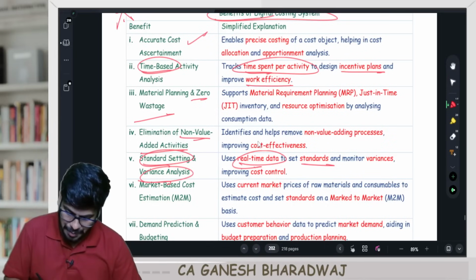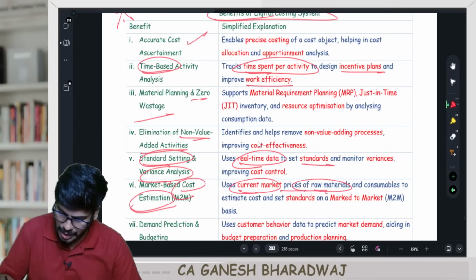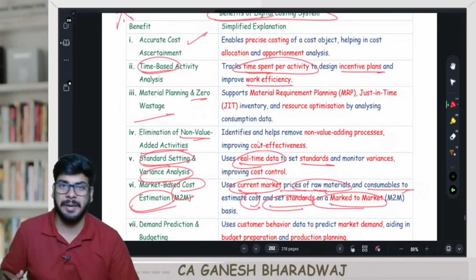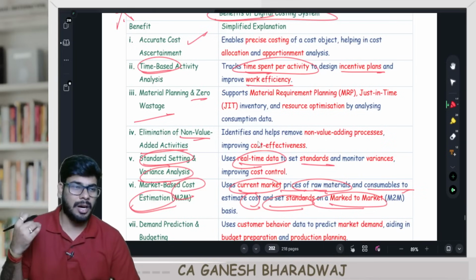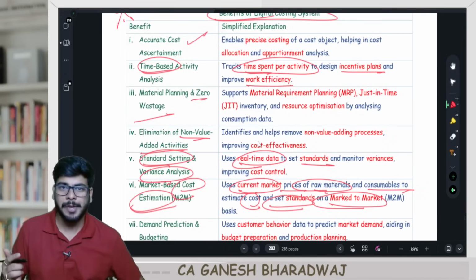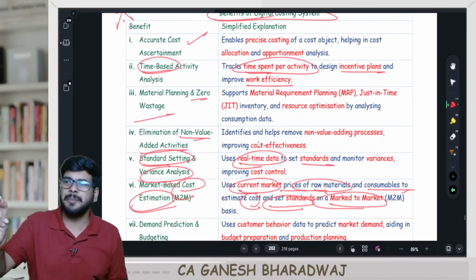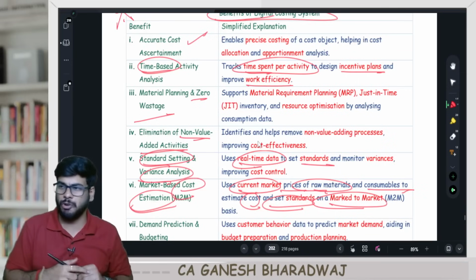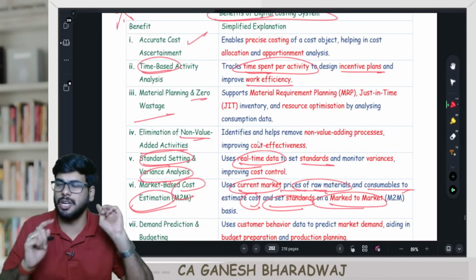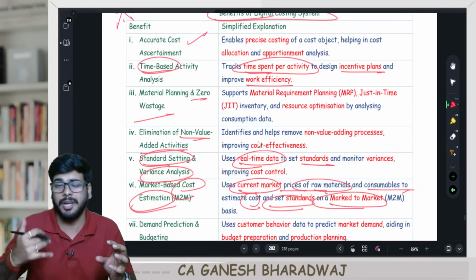Then your market-based cost estimation. Now, it uses current market prices of raw material and consumables to estimate the cost and set standards on a mark-to-market basis. Let us say I'm BPCL, I'm in the business of distributing fuel, petrol, diesel and all. Now, if I have an ERP based cost accounting system, suddenly the government increases or decreases the petrol price. On a real-time basis in my costing system, I can bring up this particular rate, and accordingly I can fix my standards, and accordingly I can price my products. Are you clear with this?